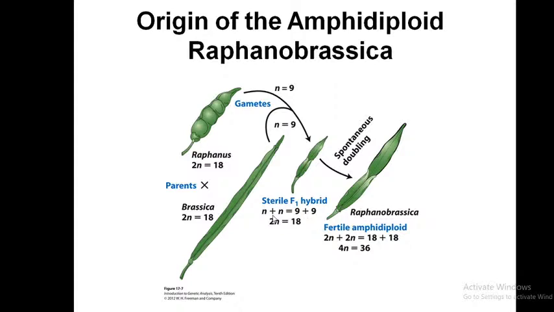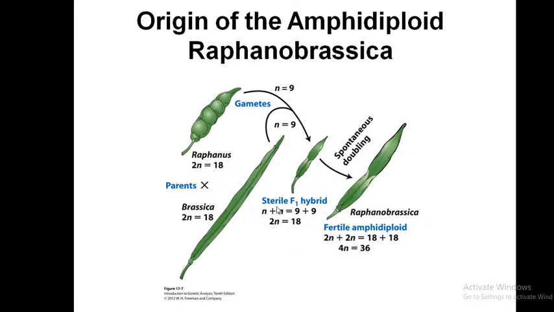See, in the F1 hybrid, n plus n is equal to 18. Here this is a hybrid because the gametes are from two different species, that is allo. Allo means different species. So here Raphanus or radish is one species and Brassica is another species. So the gametes from two different organisms fuse together to form a hybrid.